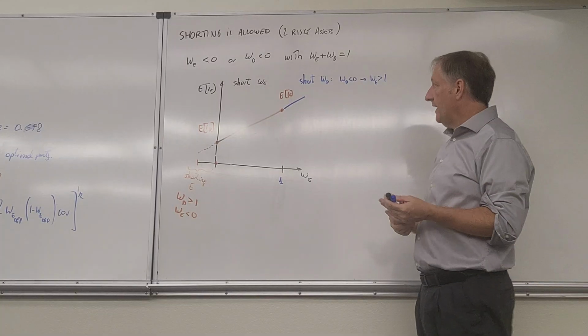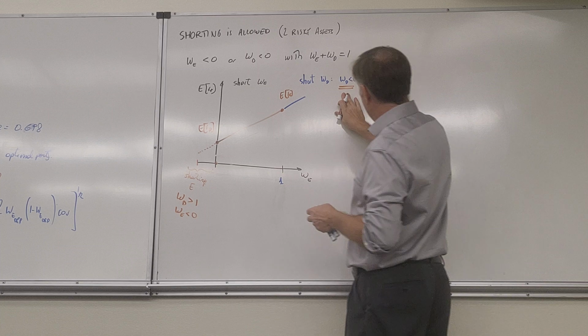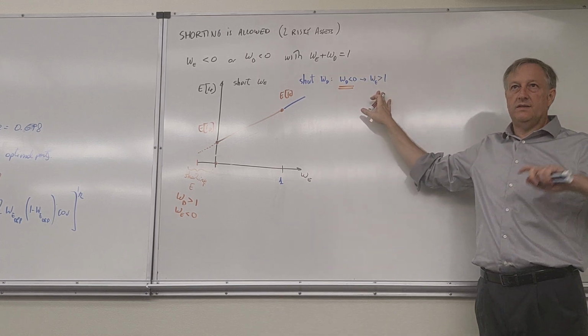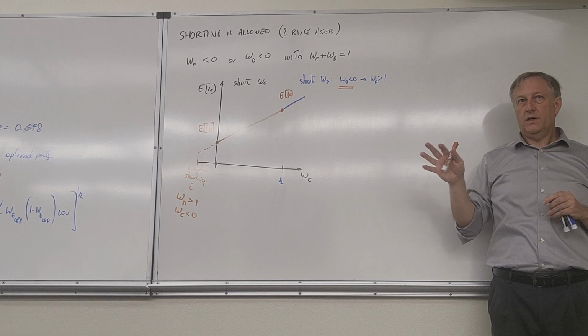So the key to figure out the graph is this part right here. When you short one asset, the weight is negative, that makes the weight of the other asset bigger than 1. Yep? Questions?